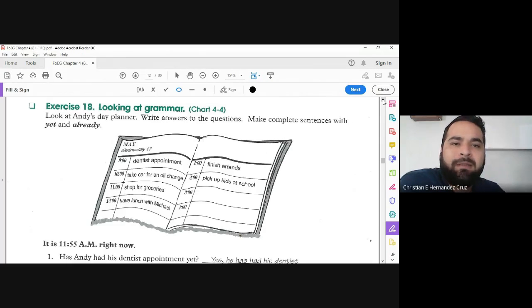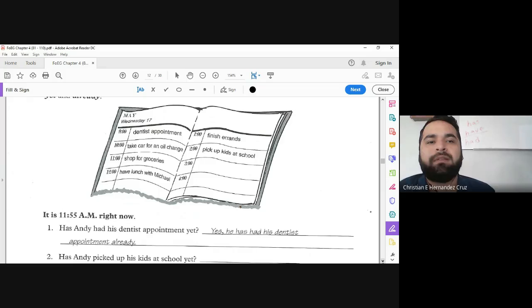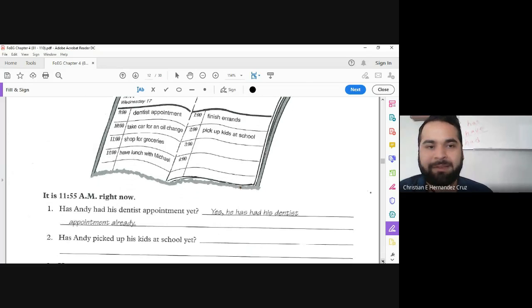Look at Andy's day planner. You can write answers to the questions, make complete sentences with "yet" and "already." So Wednesday, of course. At 9, he's got a dentist appointment. At 10, he's going to take the car for an oil change. At 11, he's going to shop for groceries. At 12, he's going to have lunch with Michael. At 1, he's going to finish errands. And 2, he's going to pick kids up at school. And honestly, all this stuff takes a lot longer than what this day planner says.